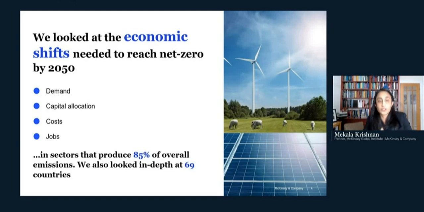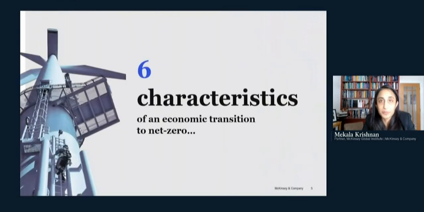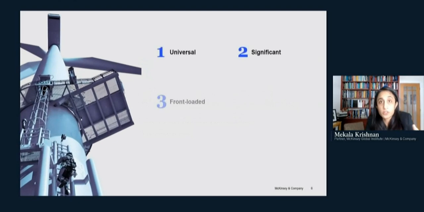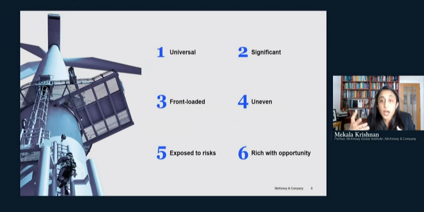So with that, what did we actually find? We've synthesized our research, in good McKinsey fashion, into a framework of 6 characteristics. What we see from these characteristics, and I'll talk through each of them in detail on the next slide, is that the characteristics range from the transition being universal, significant, front-loaded, uneven, exposed to risks, but also rich with opportunities.